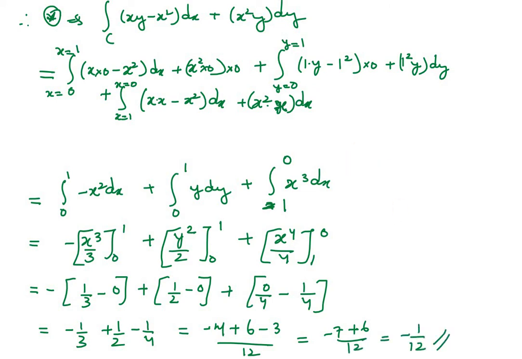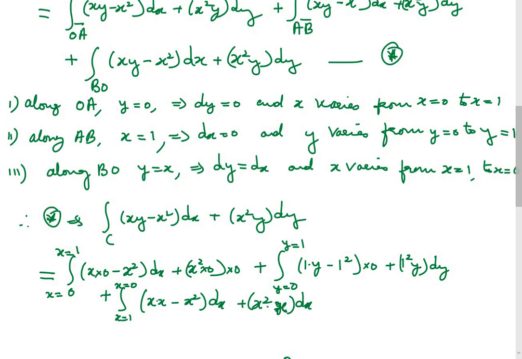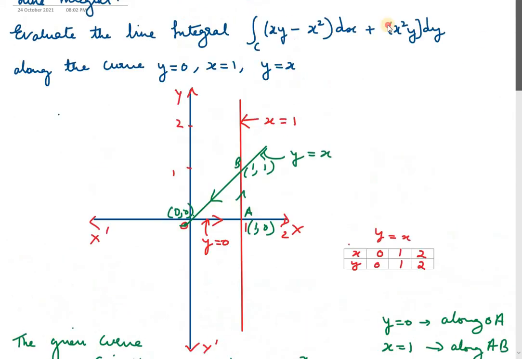So this is the value of the line integral when the given curve is given by y is equal to 0, then x is equal to 1 and y is equal to x. So you see that in order to integrate this line integral, first of all you draw the graph of y is equal to 0, x is equal to 1 and y is equal to x. When you draw this graph, then you can split that curve C into 3 parts. That means the integral of this one first along this first line, that is along OA, that is y is equal to 0, then next along x is equal to 1, that is along AB.